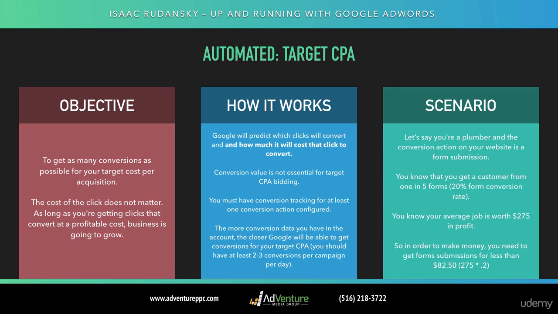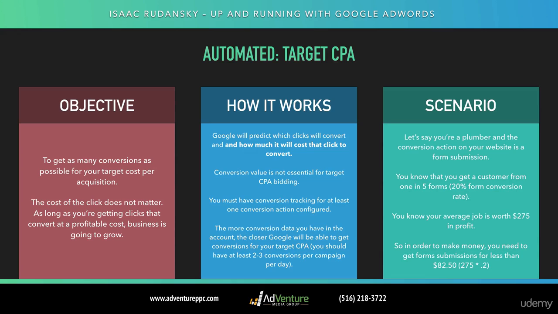What that number is is up to you. You might be okay with breaking even to win more clients. You might say, hey, I need to make X amount of dollars per job, so I need to get my form submissions for $30 each, right? So that means my cost per client is going to be $150. And I'm going to make $125 on the deal. So it's all kind of up to you and your business metrics and your business numbers, but that might be a typical scenario where you could come up with a target CPA and test target CPA bidding.